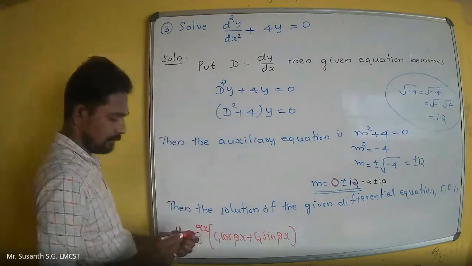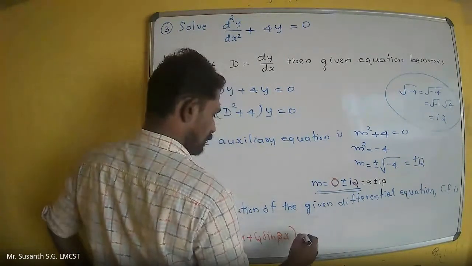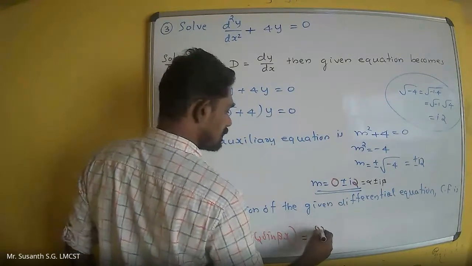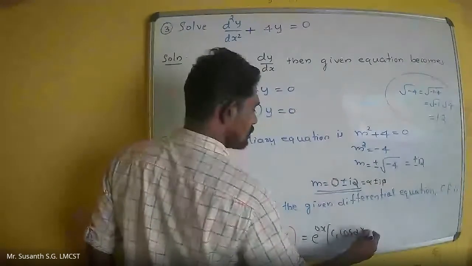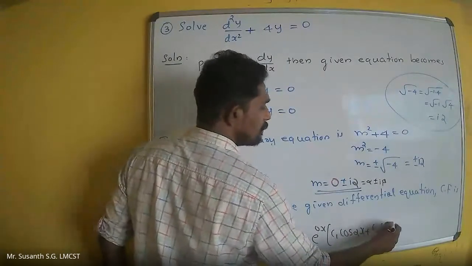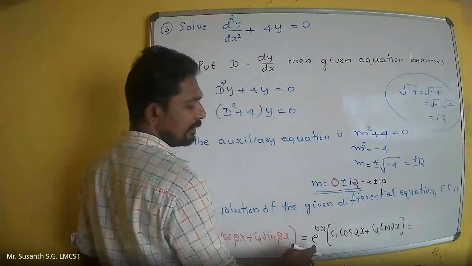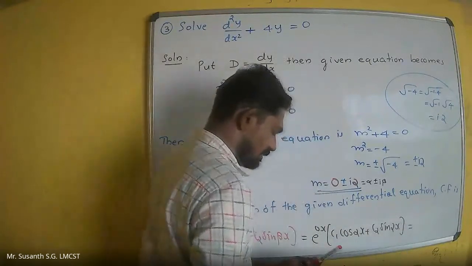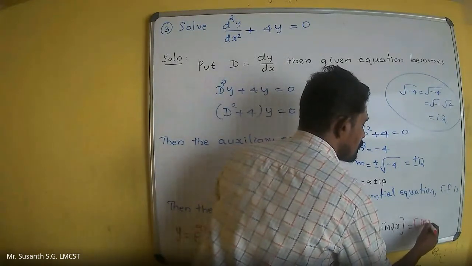Here alpha is 0, beta is 2, so this is equal to e raised to 0x into c1 cos 2x plus c2 sin 2x. E raised to 0 is 1. The final answer is c1 cos 2x plus c2 sin 2x.